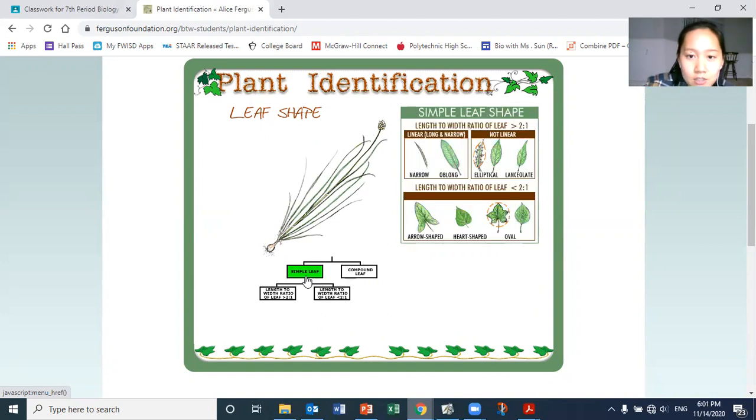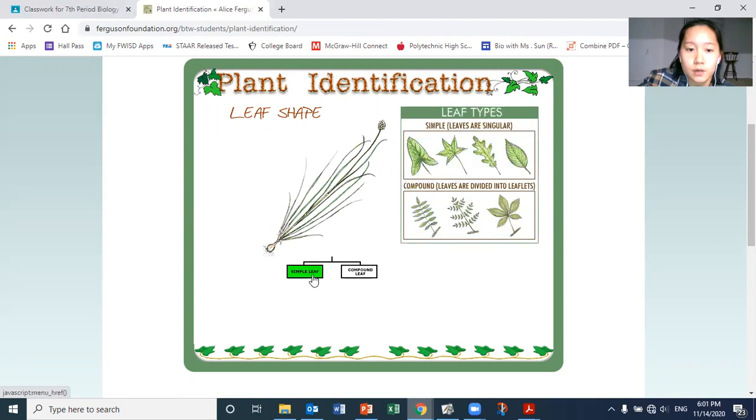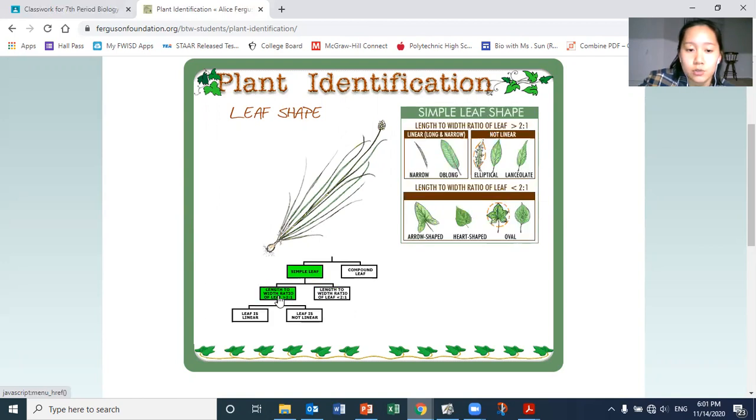Now I'm going to answer, is the length to width ratio greater or less than 2 to 1? So you're going to look over here. This one is going to be greater than 2 to 1, and this one is less than 2 to 1. It looks like this one right here, each one of these leaves. So I would be clicking greater than 2 to 1 on here.